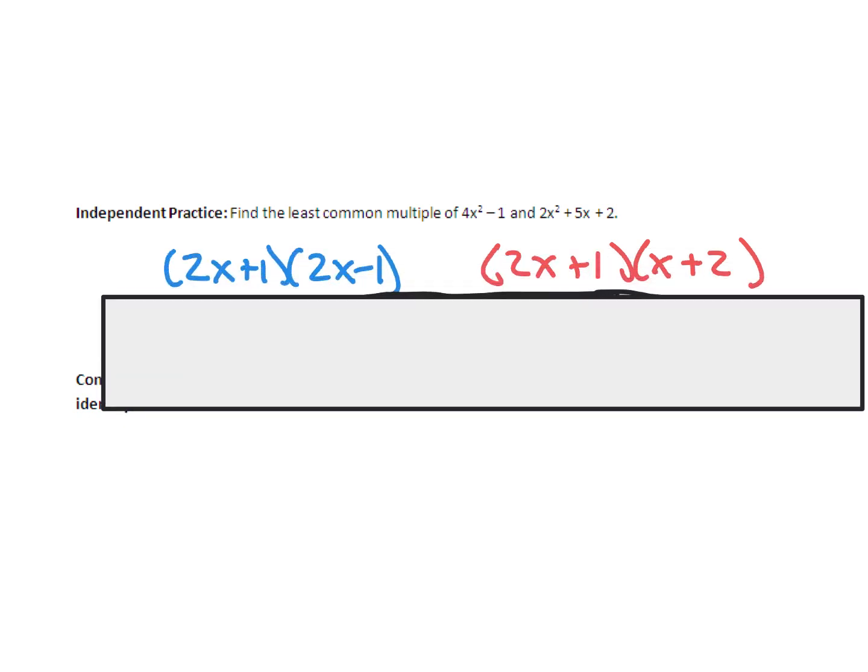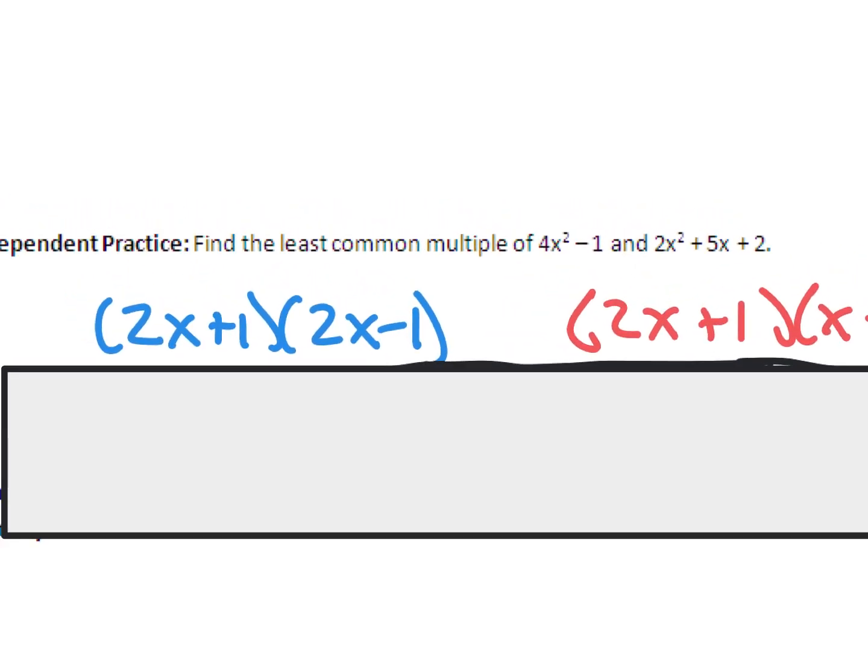Going back to what Matt and I were talking about, how to factor 4x squared minus 1. It's just a difference of 2 perfect squares, so you square root the 4x squared. Let me make this bigger. It looks small, sorry. The square root of 4x squared is 2x. And then you square root 1, that's 1. Because it's a difference of 2 perfect squares, you need different symbols in your parentheses. You need a plus and a minus.